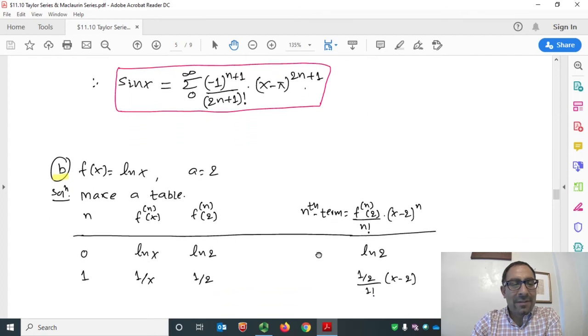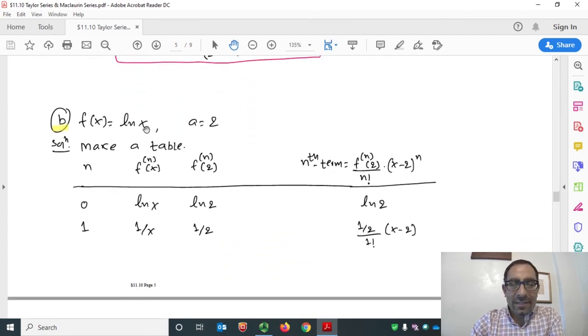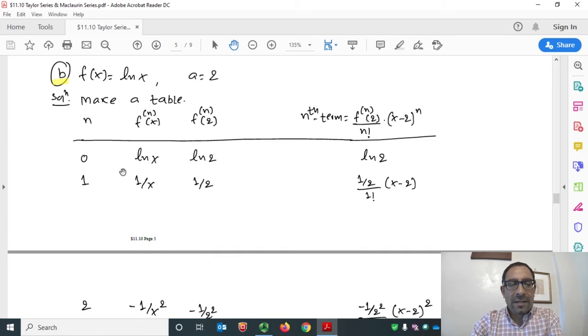Another question, part B. The given function is natural log of x and the center is 2. So make a table. Here is n, here are the nth derivatives of ln x, here are the values of the derivatives at 2, and here is the nth term. So, 0th derivative, ln x itself, put x equals 2, ln 2, and the nth term turns out to be ln 2. Put n equals 1, the first derivative of ln x is 1 over x, put x equals 2, which is 1 half, and then the nth term is 1 half over 1 factorial times (x minus 2) to the power 1.